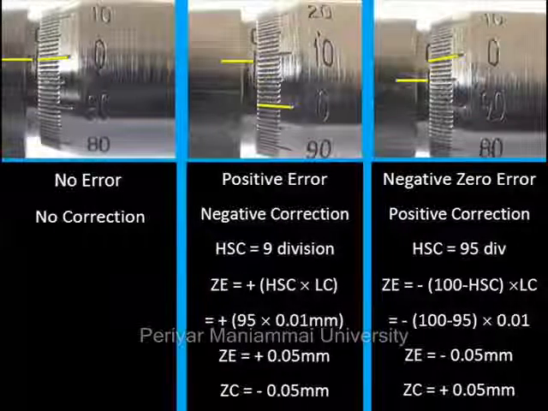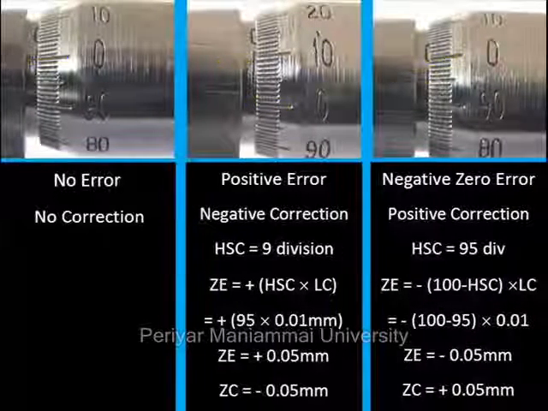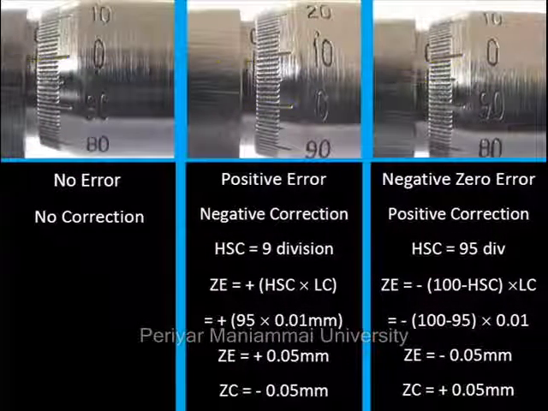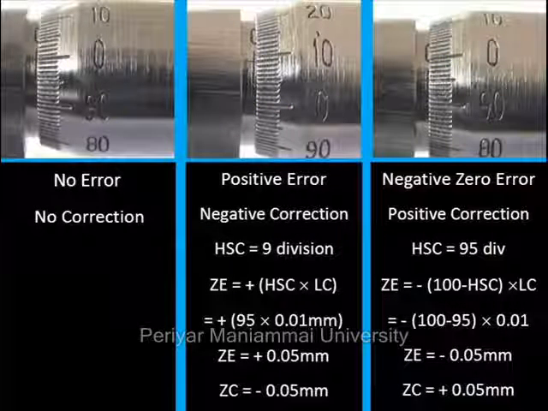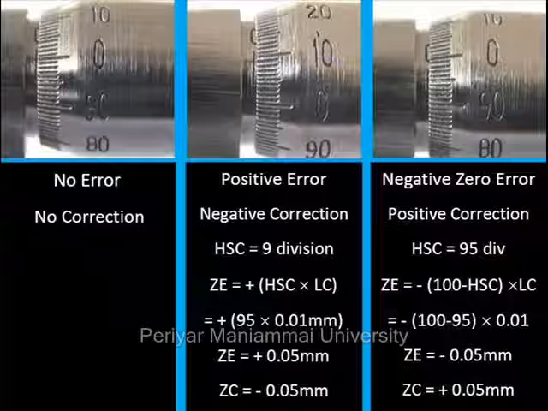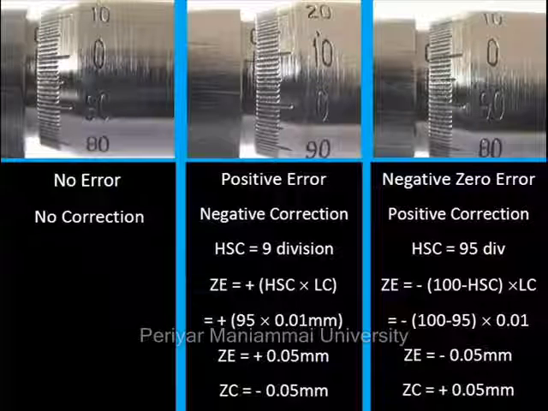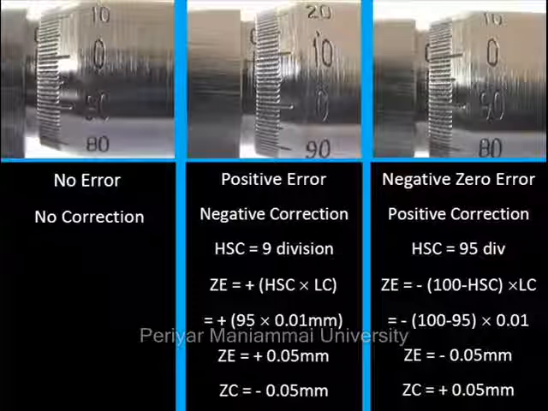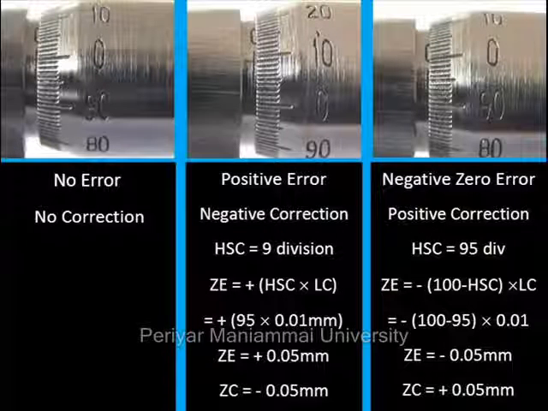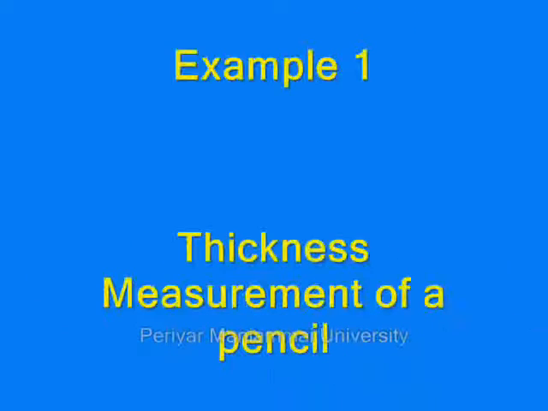This is the consolidated view of three possible positions in screw gauge. First one, the reference line exactly coincides with the 0 of head scale and in this case no error and no correction is required. And second case, the 0 is below the reference line and this is the case called positive zero error and the correction is negative correction. And third case, 0 is above the reference line and this is called negative zero error and the correction is positive correction.